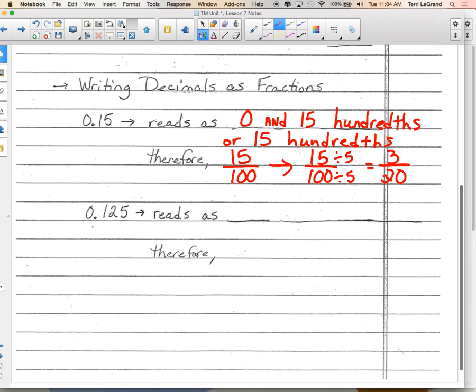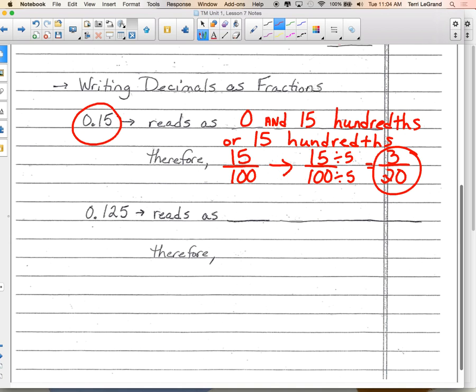What do you think? Can we simplify it anymore? Okay, you're convinced this is as good as it gets? In other words, there's nothing else that goes into 3 that would also go into 20? Okay, and we would say the fraction name for 0 and 15 hundredths is 3/20. That's its simplified fraction name, isn't it? It also has this fraction name, 15 over 100. It's just another name for it, not simplified.